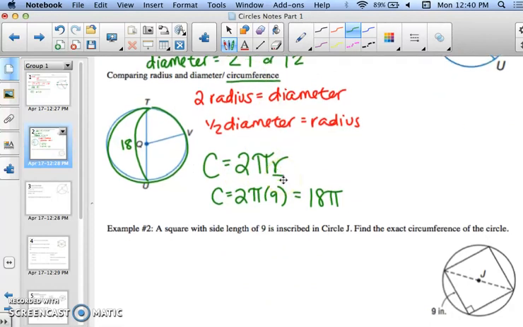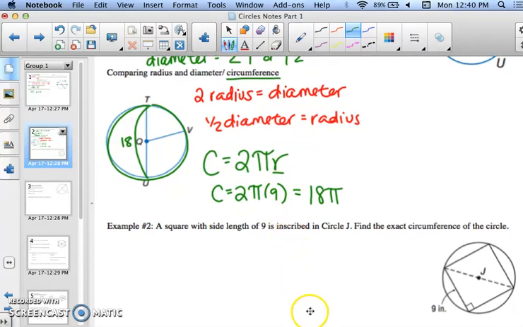So let's look at this example problem. So you have a square with a side length of 9 inscribed in a circle, which means that square is written inside of the circle. So inscribed means inside. Find the exact circumference of the circle. So what that means is find the circumference, but leave it in terms of pi. So do not type pi in the calculator. It wants it in the answer.